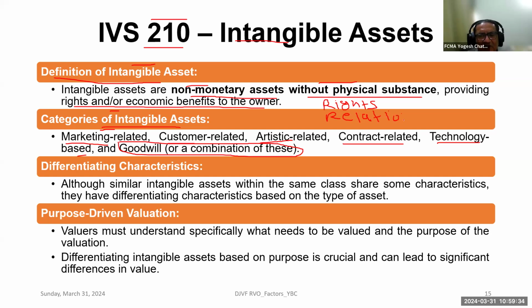In today's world, you will appreciate the importance of valuation of patents, copyrights, trademarks, GI tags. All of these are very valuable intangible assets. So that is IPR. And there are different characteristics. Although similar intangible assets within the same class share some characteristics, they have differentiating characteristics based on the type of asset.